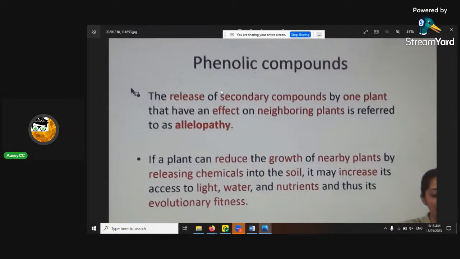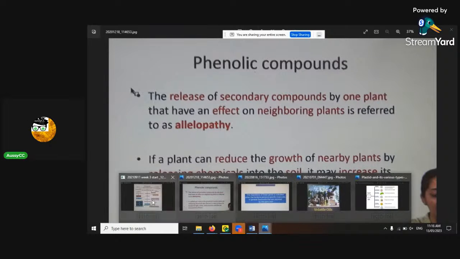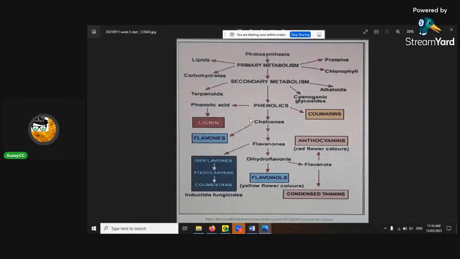A release of secondary compounds by one plant that has an effect on neighboring plants is referred to as allelopathy. This is how plants speak to each other, through these phenolic compounds. So they'll produce it, it'll go through this pathway, it'll go in here and produce it.